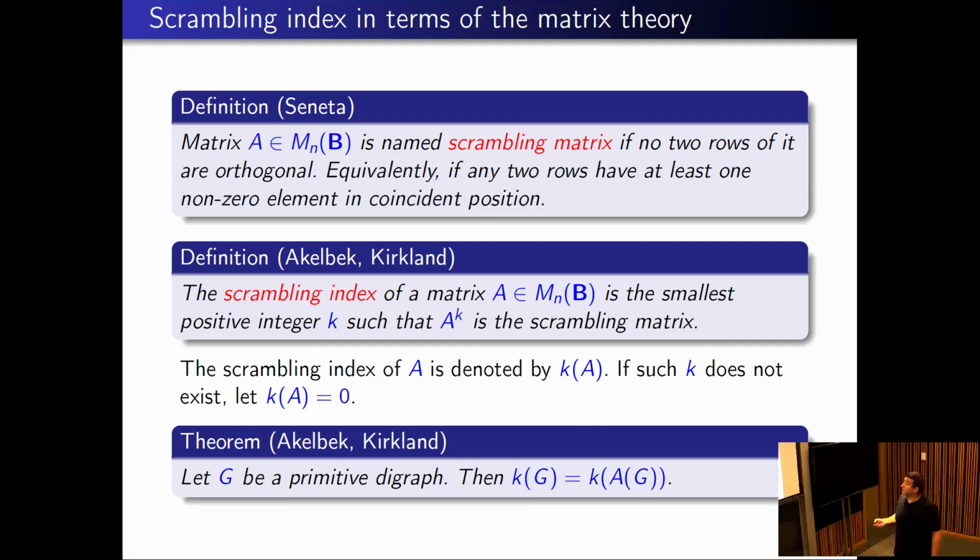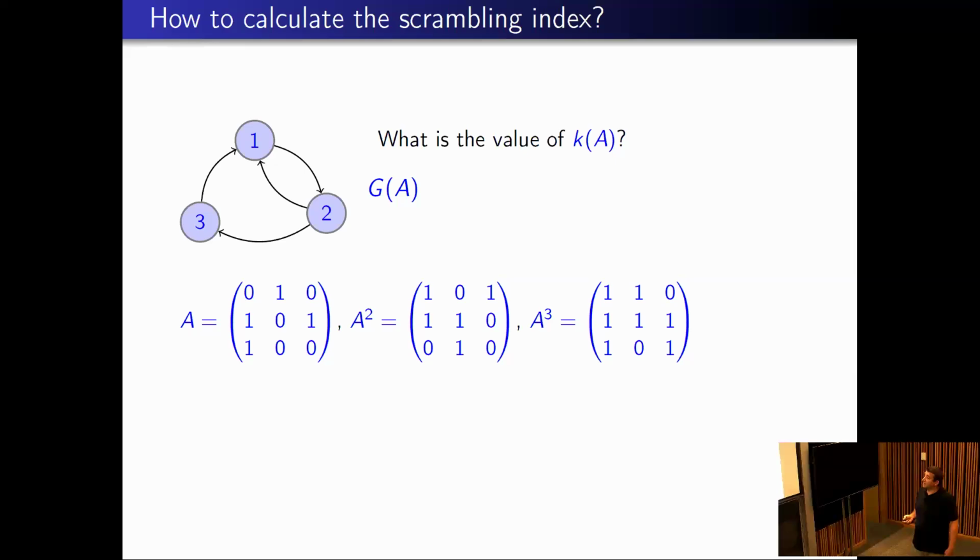It is a theorem by Akelbeck and Kirkland that this is in fact the scrambling index. So, to have a certain graph, instead of looking for different possibilities to meet in that park, the park could be considerably large. You just take the power sequence of the corresponding adjacency matrix. And you see finally on step number 3 that it is scrambling.